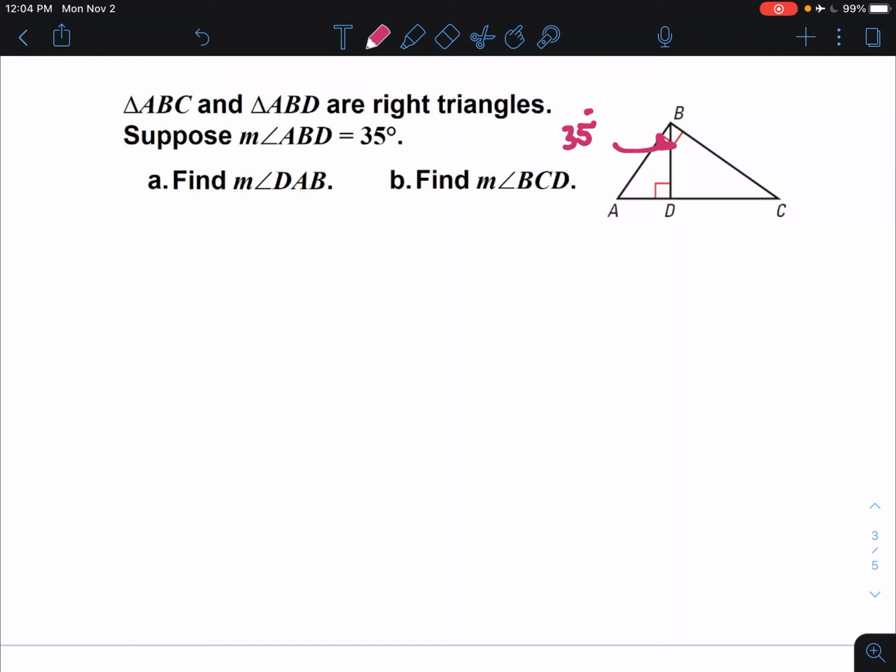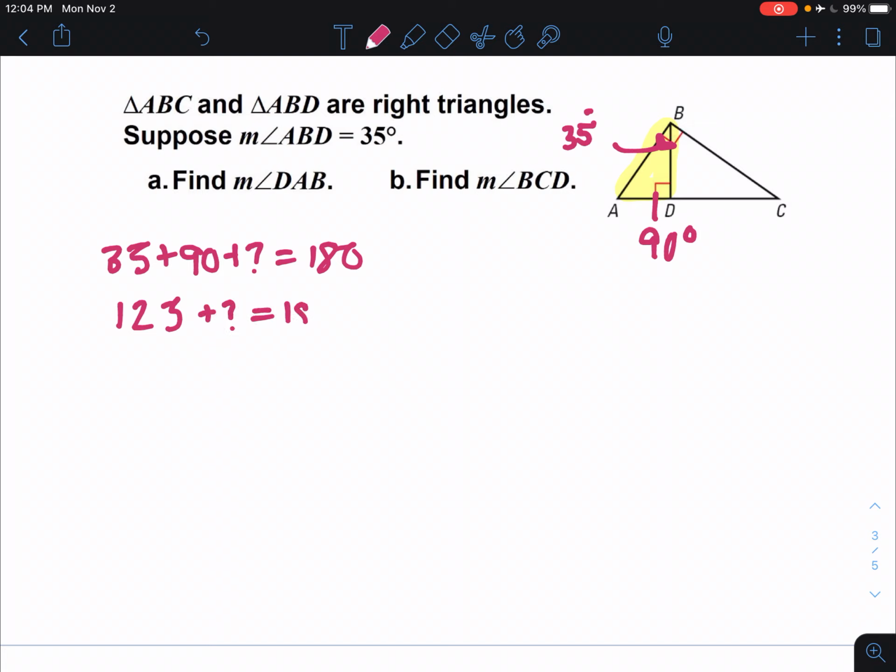So let's solve for the other angles. If I focus on this triangle first, I already have two angle measurements, and if I have two angle measurements, I can always solve for the third one. I have 35 degrees, and then this little square right here, which is telling me it's 90. So that means I have 35 and 90 plus what equals 180. So far I have 125. How much more do I need to get to 180? That means that I need 55 more.